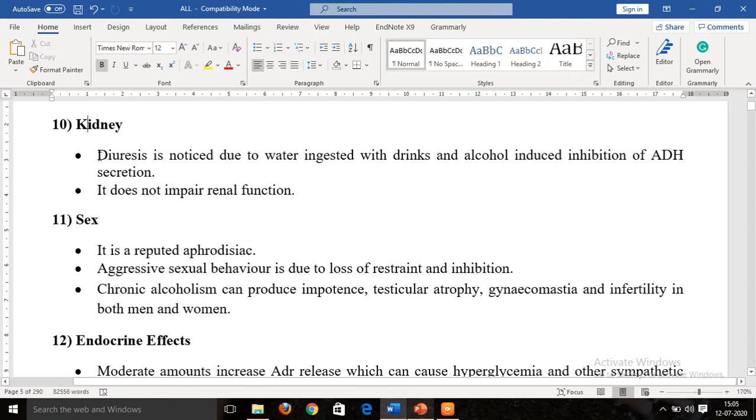Next is the effect on the kidney. The most prominent effect on the kidney is diuresis. Diuresis meaning there is an increase in the urine output. Okay, so loss of water is increased. That particular process is known as diuresis.